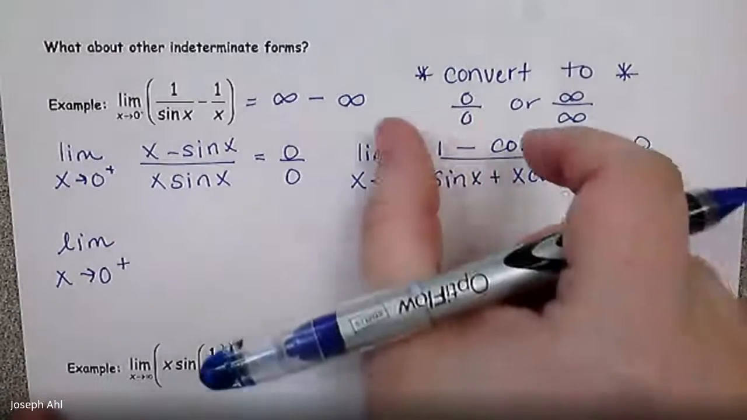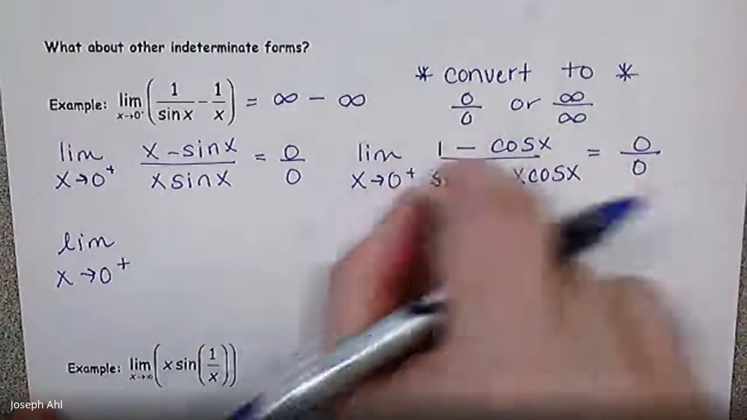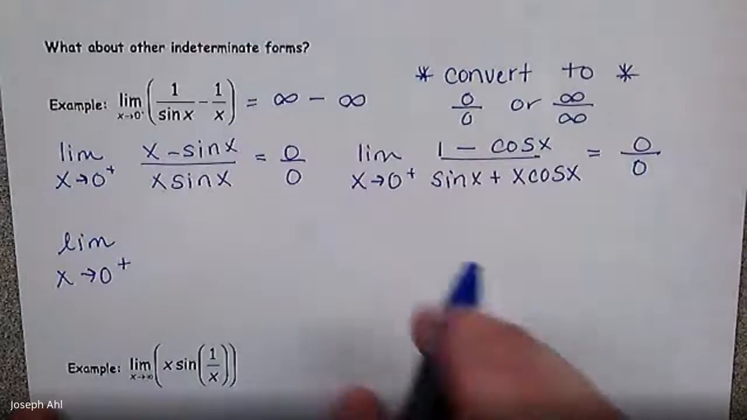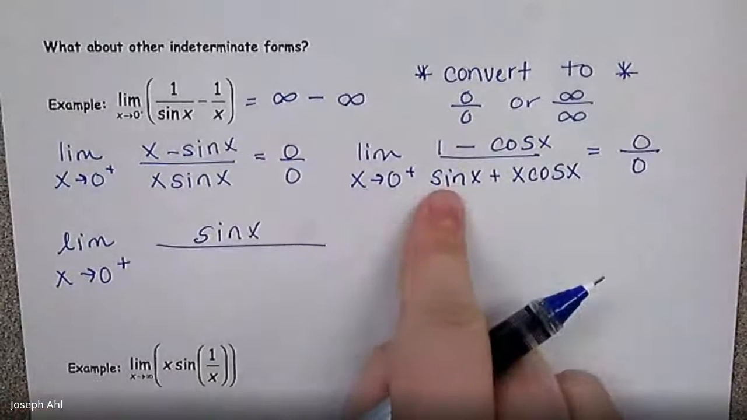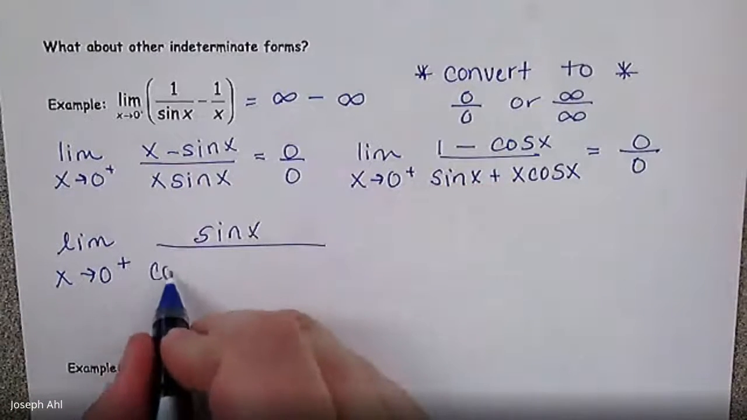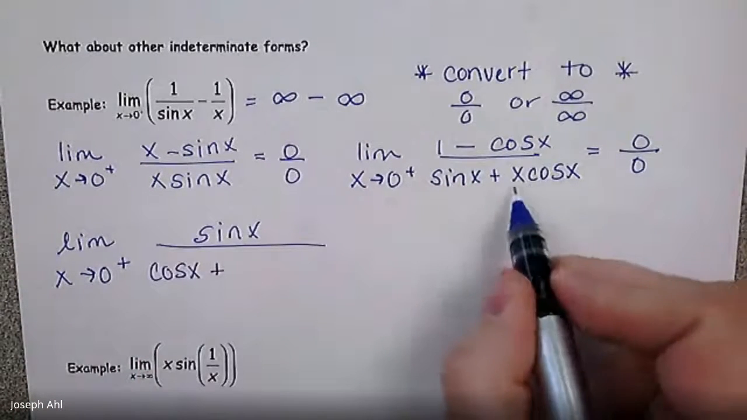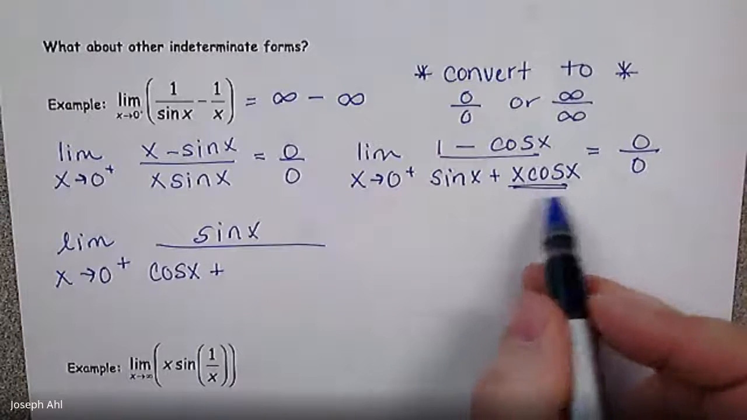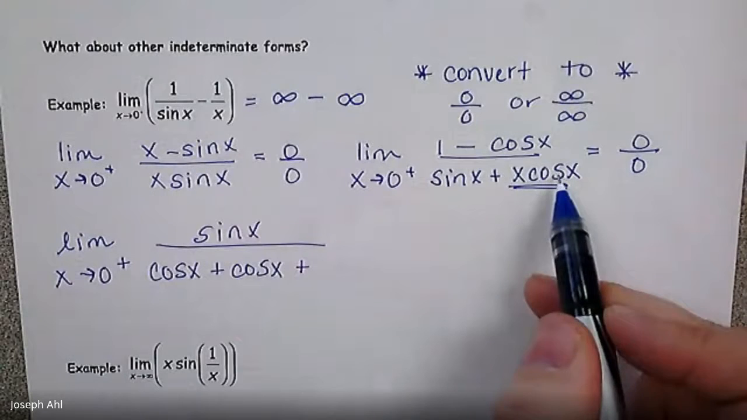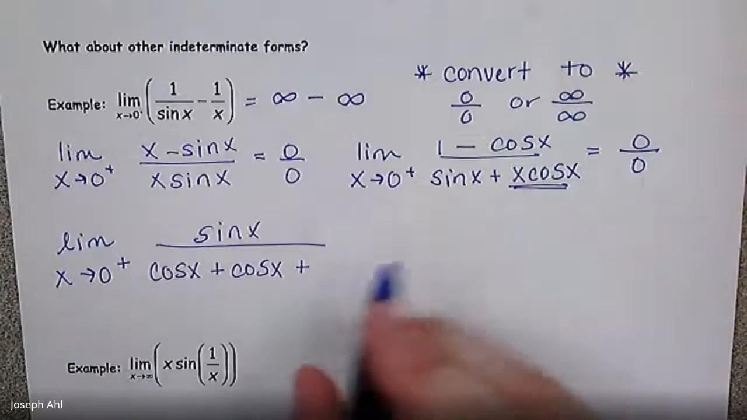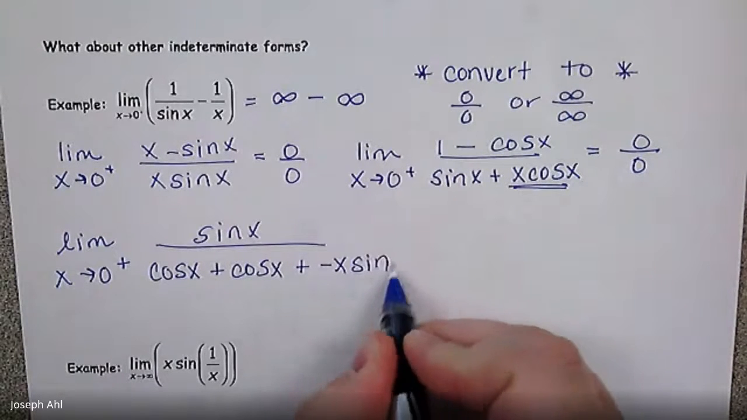Limit as x goes to 0 from the right of, find the derivative of the top. That's a constant. Derivative of negative cos x is sine x. Derivative of the bottom, well, let's see, we get cos x here, plus, then we have to do product rule there. So that's going to be 1 times cos x plus derivative of cos is negative sine times x. So it's going to be negative x sine x.